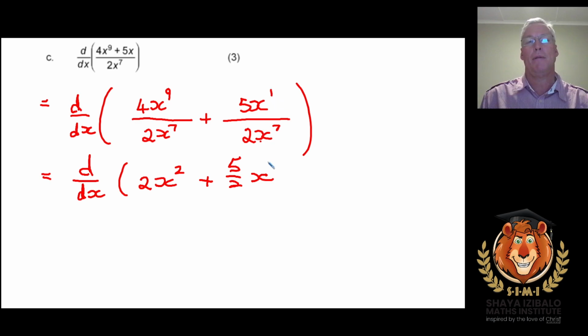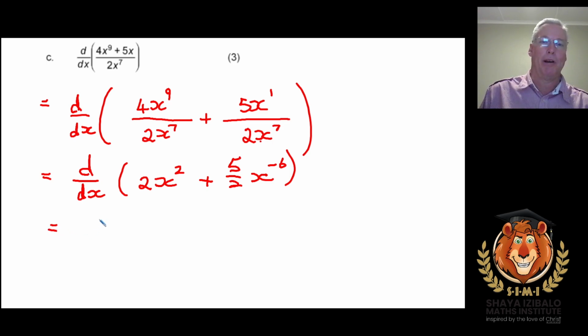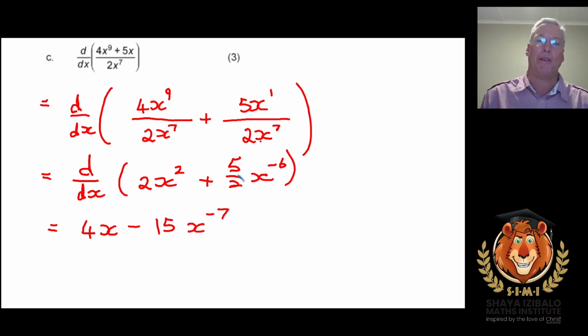x to the, remember there's a 1 there, x to the minus 6, an exponent law idea. Right, now I'm ready to differentiate, and I get 4x plus 5 over 2. Sorry, now I'm going to multiply. This is going to become negative x to the minus 7. The negative 6 times 5 over 2 becomes negative 30 over 2.